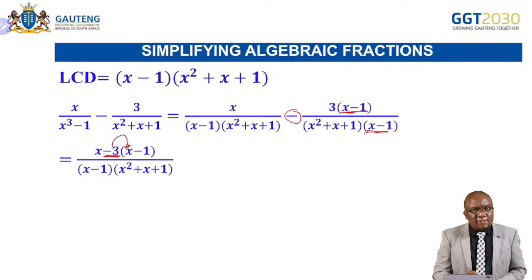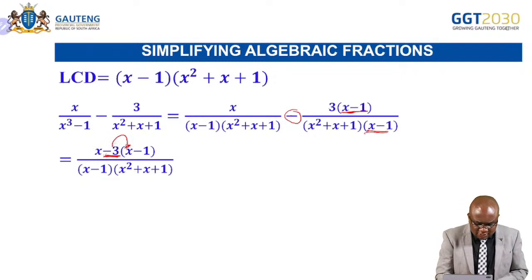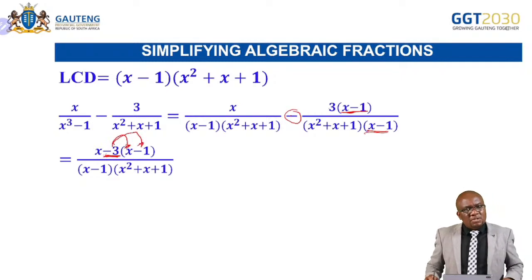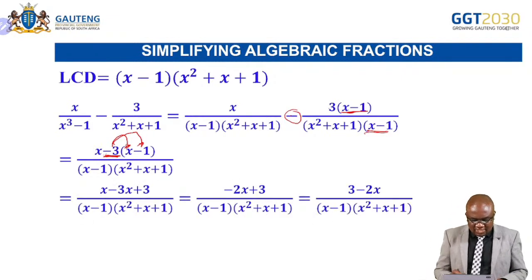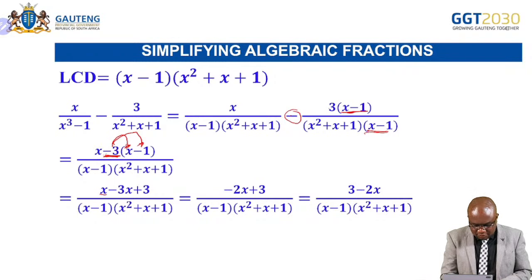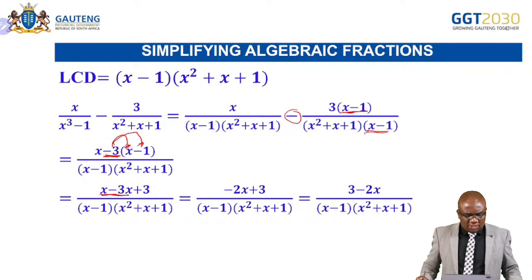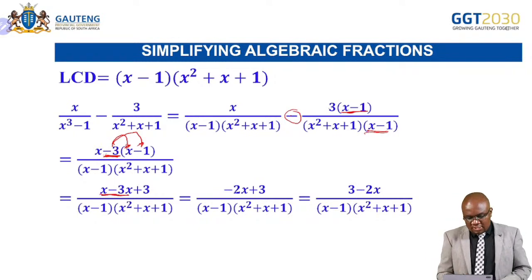Negative 3 times x is negative 3x. Negative 3 times negative 1 is positive 3. Please be careful, okay? And then we have something like this, okay? Then we can simplify, because these are like terms. We can add them or subtract them. We get minus 2x. Then I can write like this.